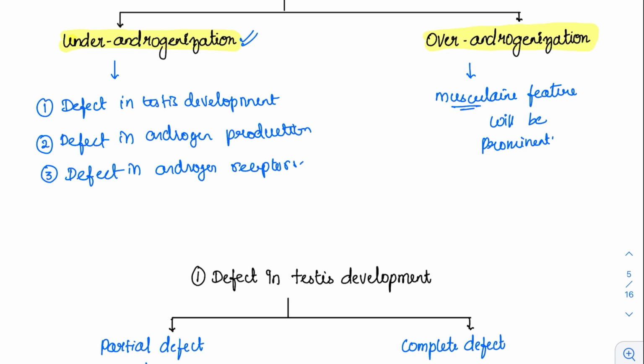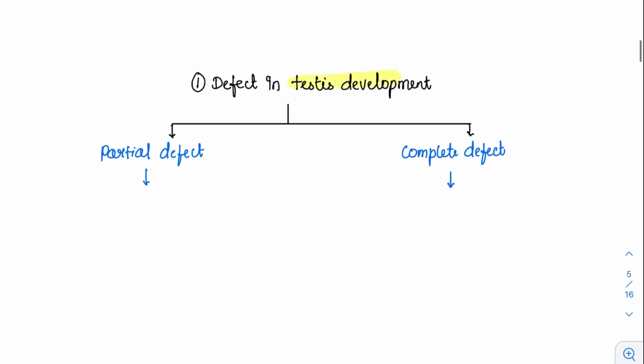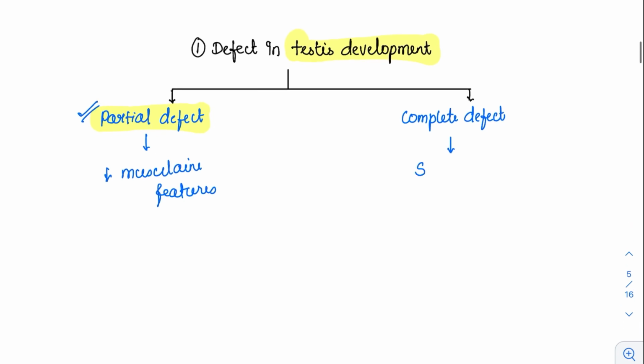Out of this, we'll start with the testis development disorder. Whenever there is a partial defect, what will happen? There will be a decrease in masculine features. It is not a very big defect because partially it is present. Whenever it is completely defective, what will happen? This syndrome is called Swyer's syndrome. And if the testis is not developed properly, what will happen?